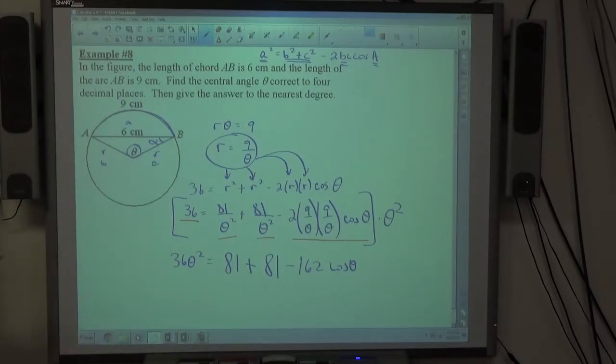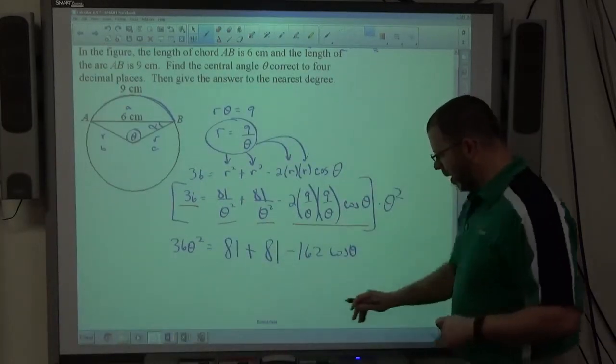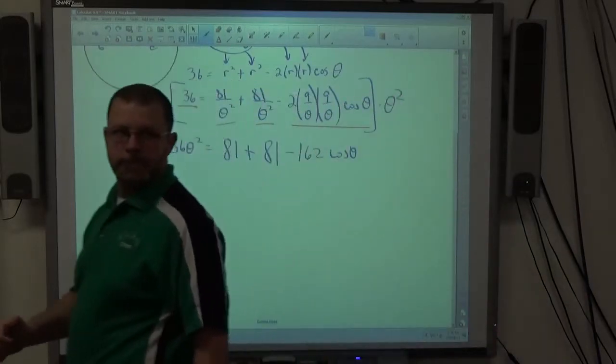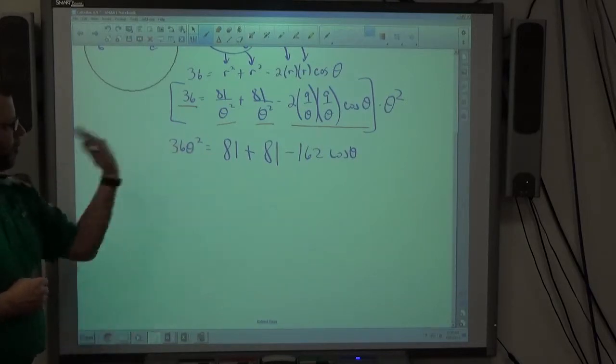And just like that, I've created myself a nice function here. If I can find the theta that makes that true, that's the theta that's the answer to this question. So, if I'm going to use Newton's method, what do I have to do? Theta equals 0. Excellent, got to get it equal to 0. So I'm going to move everything to one side, over here to the left.